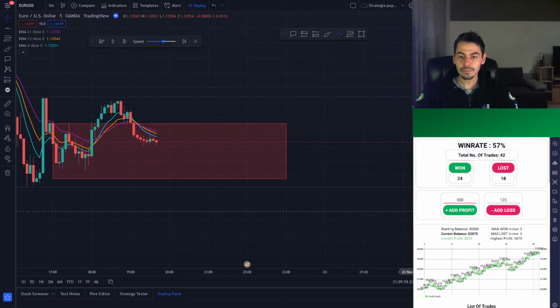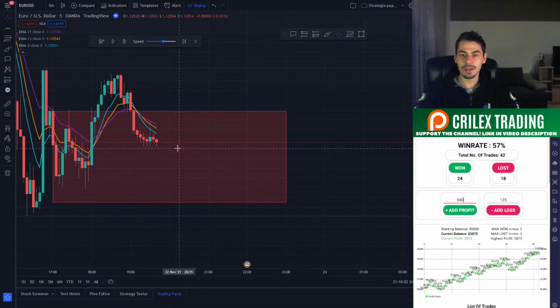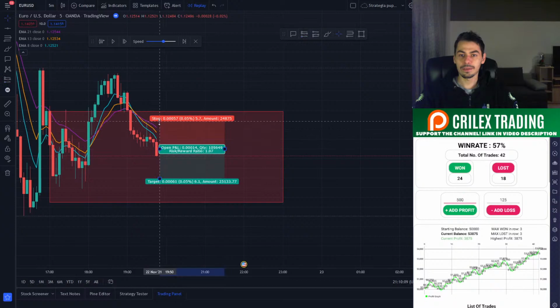We have a signal right here. So if the price goes below this area, we will sell, and we are now in a sell position around this point.